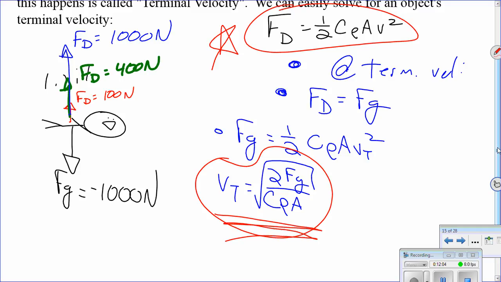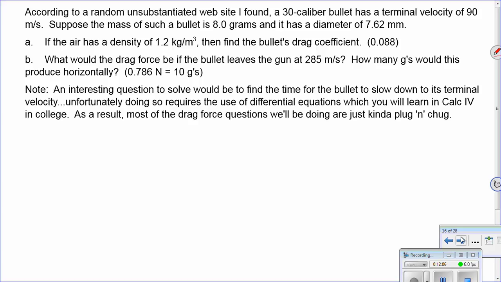All right, so I think is this the only example I put in here? This is the best example you're going to get from me all year. Are you excited? All right, so here we go. According to a random unsubstantiated website that I found, a 30 caliber bullet has a terminal velocity of 90 meters per second. It says, suppose the mass of such a bullet is 8 grams. What am I going to do? Kilograms, very good.